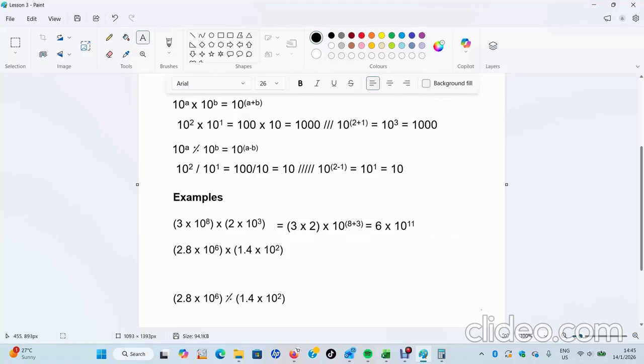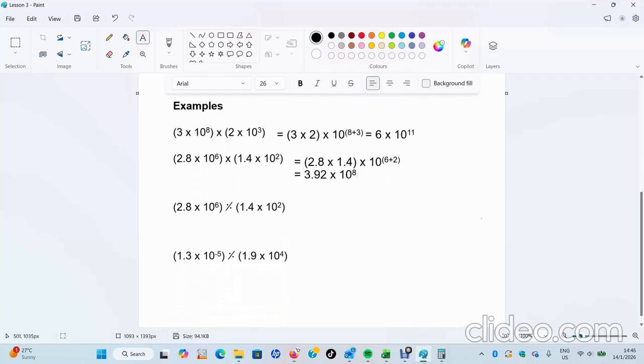Let's move to the next example. It's still multiplication. So in this case, we will have, in brackets, 2.8 times 1.4, closing brackets, times 10 to the power 6 plus 2. That's what the laws of indices dictate. Our answer will be 2.8 times 1.4, using our calculator, is 3.92 times 10 to the power 8.